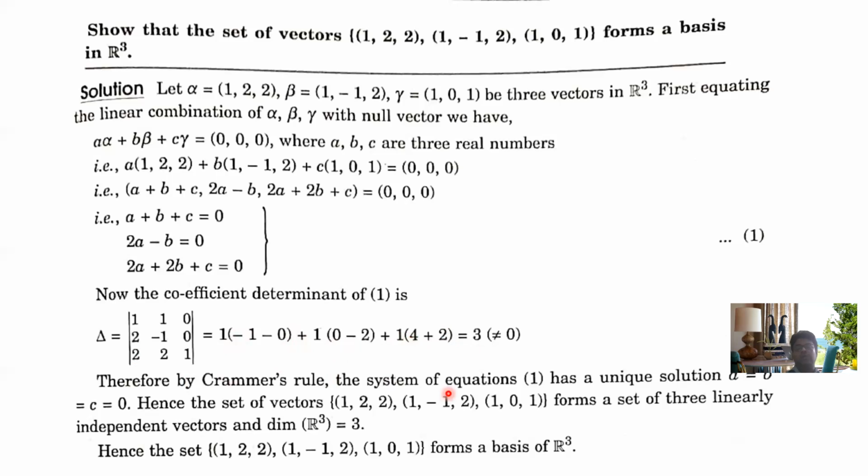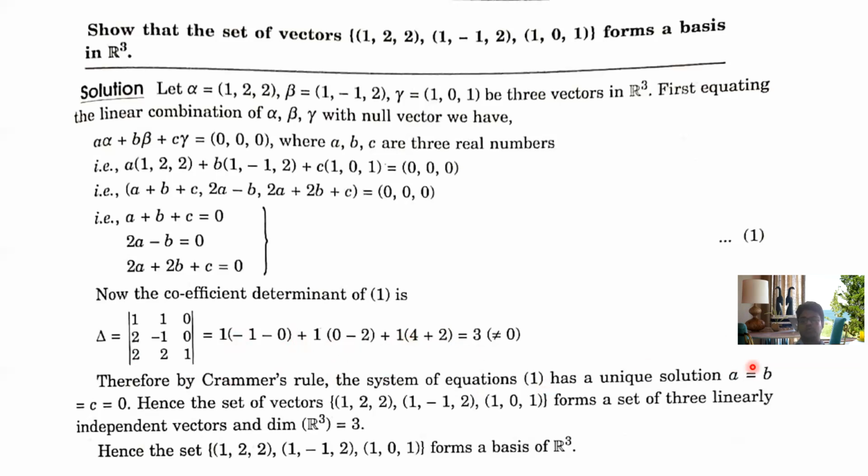So using Cramer's rule, the system of equations has a unique solution. A equals 0, B equals 0, C equals 0. So by using Cramer's rule, because it is a homogeneous equation, the set of vectors 1 2 2, 1 minus 1 2, 1 0 1 is a linearly independent set of vectors. This set contains three different vectors, so the dimension of R cube is equal to 3. Hence the set of vectors 1 2 2, 1 minus 1 2 and 1 0 1 forms a basis of R cube.